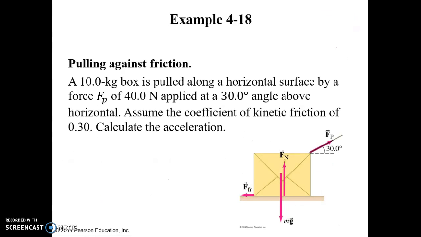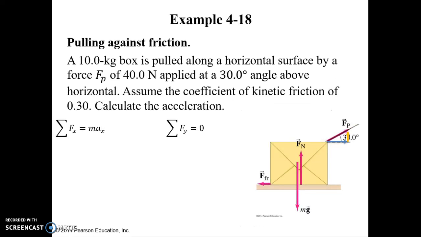Here's another example. A 10-kilogram box is pulled along the horizontal surface by a force Fp of 40 newtons applied at a 30-degree angle above the horizontal. Assume the coefficient of kinetic friction of 0.3, and we want to calculate the acceleration. Now, in most problems, our object will be moving with friction pointing in the opposite direction of motion.